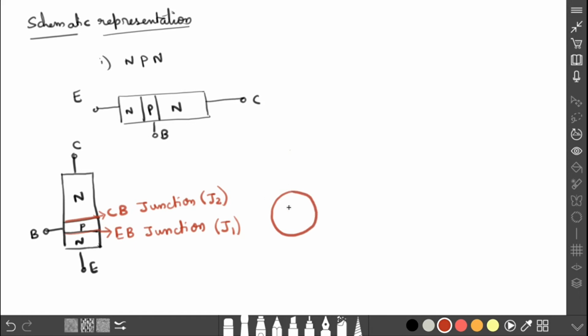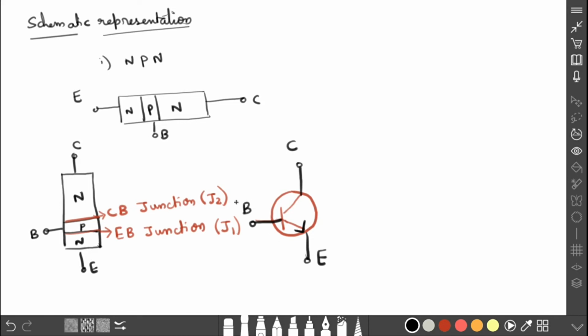So they'll take one circle, and then here, three terminals they will mention like this. Now you see, three terminals are there, right? So now the down one is emitter, the center part is base, the upper part is collector. Then here they will represent the arrow mark. For NPN transistor, the arrow mark will be like this. That means the current flows from B to E.